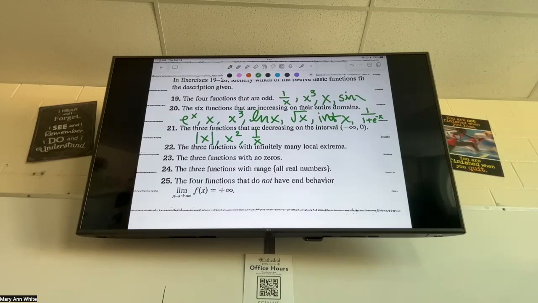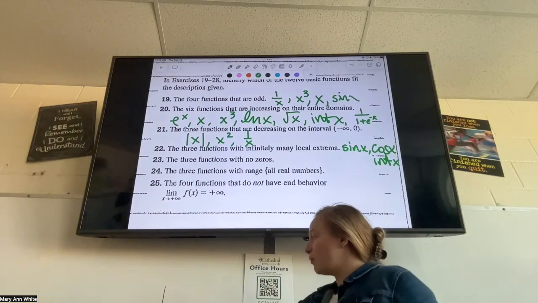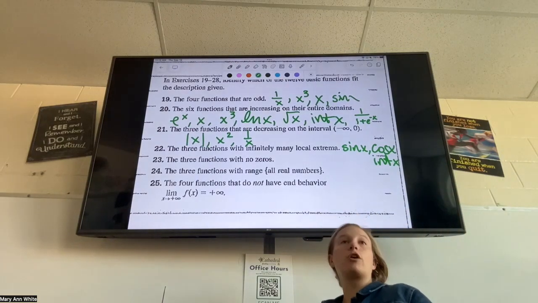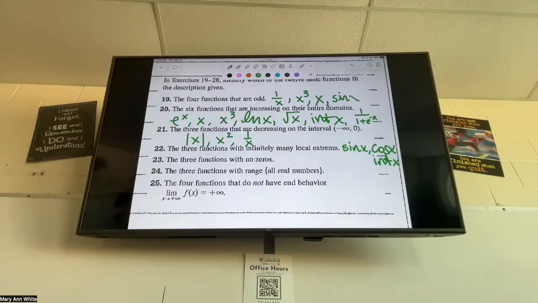Okay, which 3 functions have infinitely many local extrema? How many have a lot of peaks and valleys? Sine and cosine, good. And then the last one is kind of a weird one. I would argue greatest integer also has a lot of highs and lows. If you look back at the graph that we drew, this point is higher than the one before it, so that kind of counts as a high-low point.